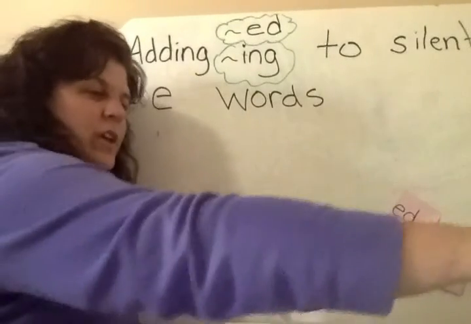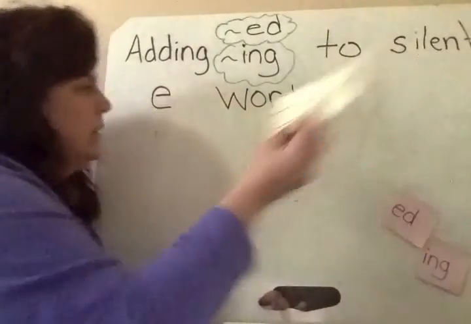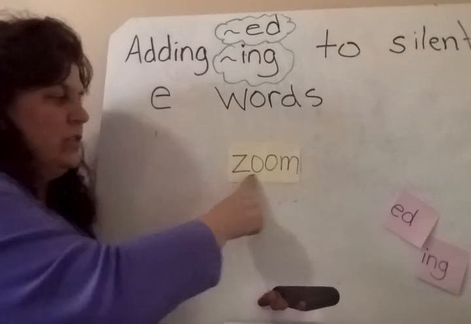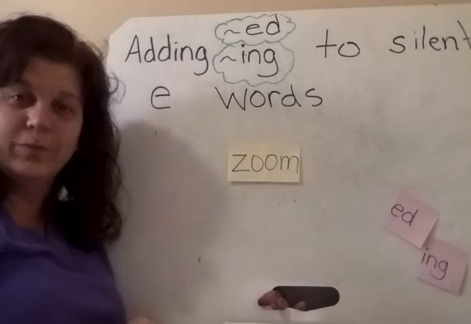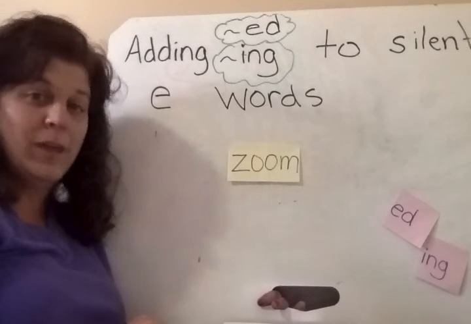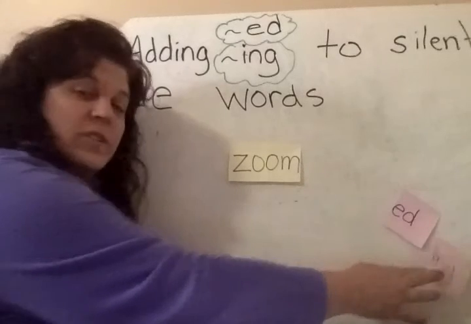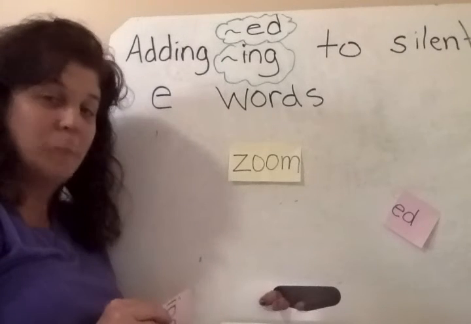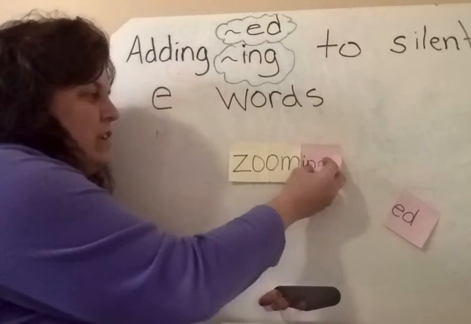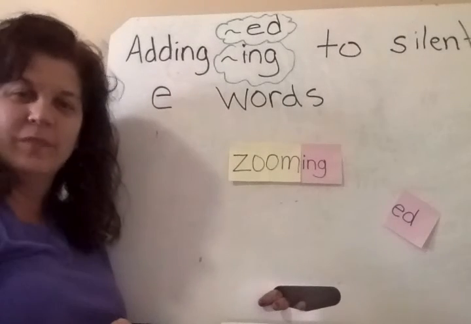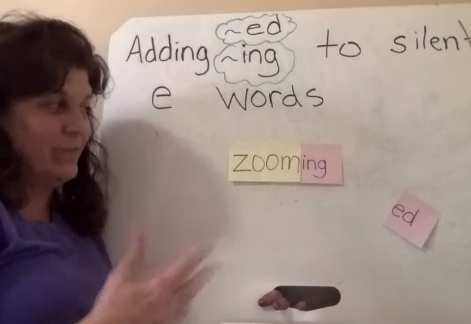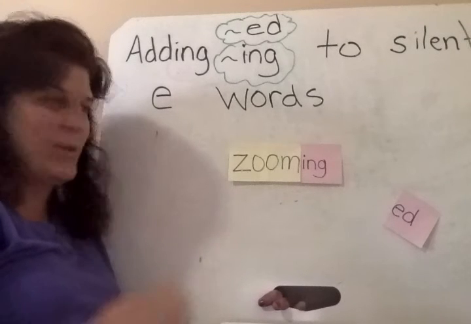Remembering our little tricks. So here's another one. What does this word say? Zoom. So what if I wanted to make this word say zooming? Is there a silent E at the end? I don't see one. So we would just have to add ing. Zooming. I was zooming down the street. Looks good? Sounds good. Must be okay.